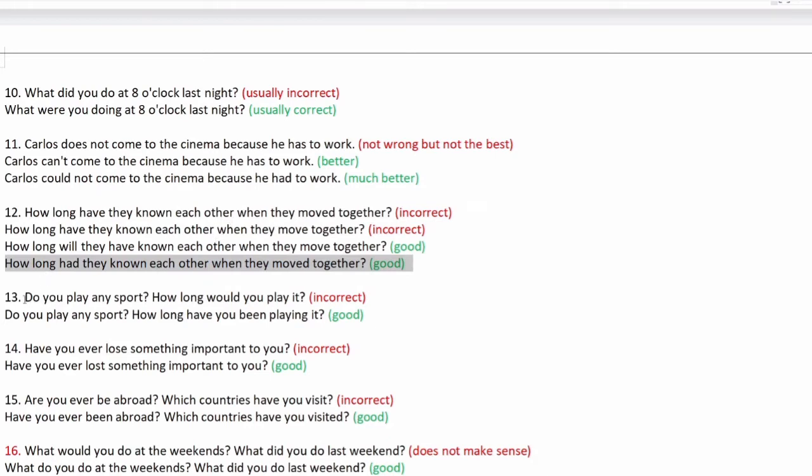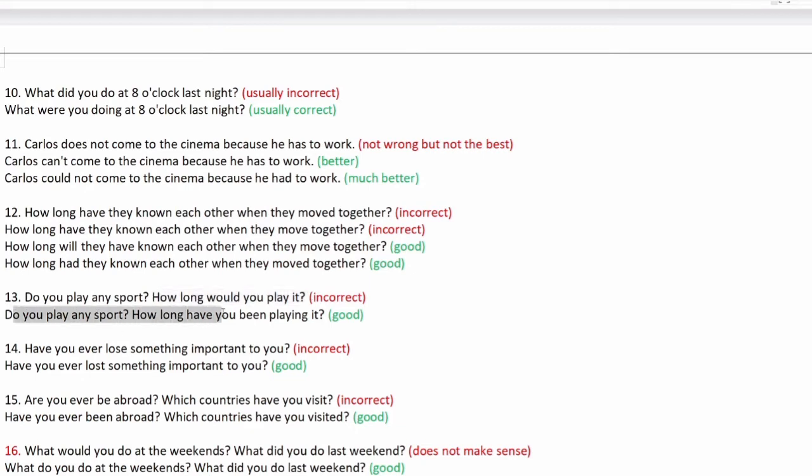All right. Number 13, "do you play any sport? How long would you play it?" It doesn't make sense. Do you play, and how long would you play it? It doesn't make any sense, because the person who's listening to or reading the sentence will be confused as to the timeline. I mean, which time are you talking about, now or before?